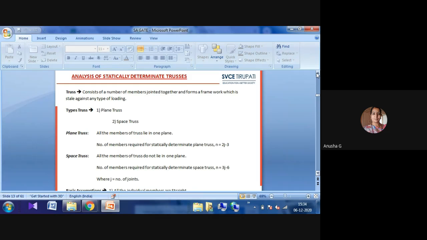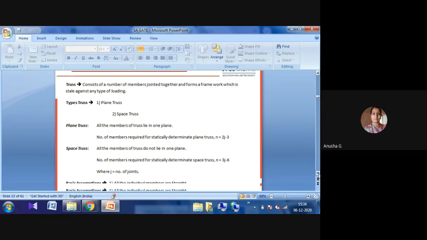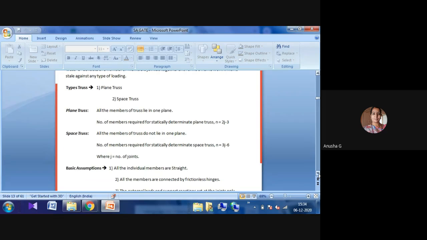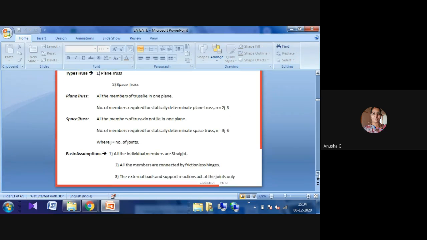Again, for the plane truss the formula is n equal to 2j minus 3. For the space truss the formula is n equals 3j minus 6. j is nothing but the number of joints. Based on that, you have to consider. Okay, what are the main basic assumptions here?